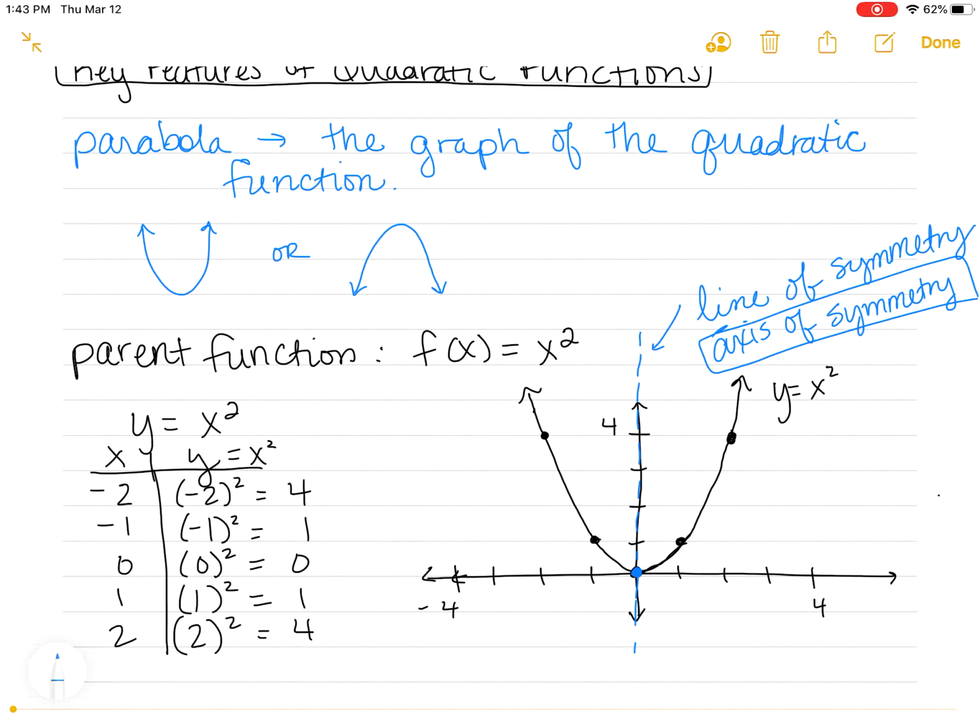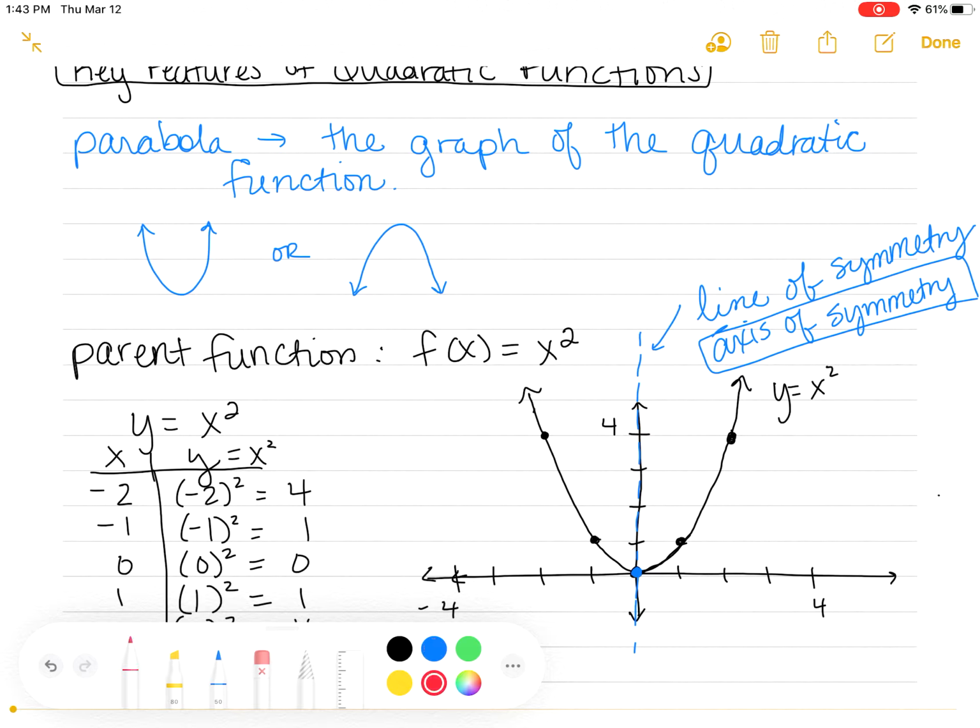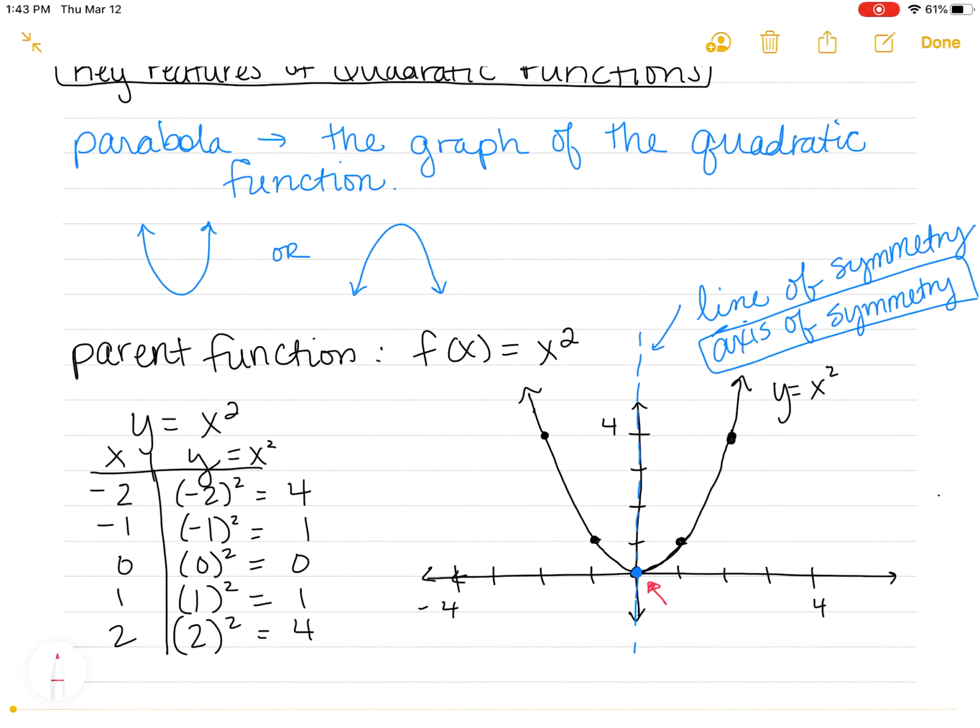The axis of symmetry always goes through this point here. In this case, it's a minimum. If I were looking at one that was upside down, it would be a maximum. That part of your graph is called your vertex. It's going to be either a minimum or a maximum, depending on which way your graph opens. So the vertex is at 0, 0, which is a coordinate point. The axis of symmetry is actually an x equals equation, so that's x equals 0.